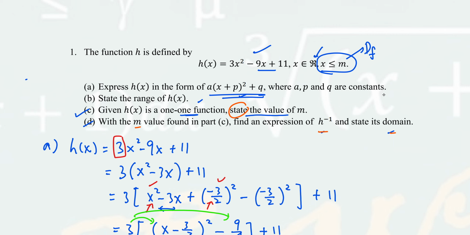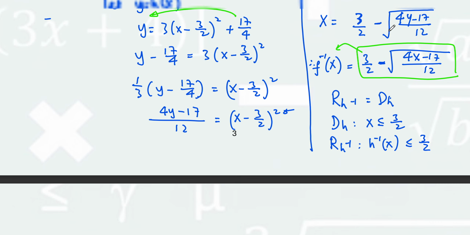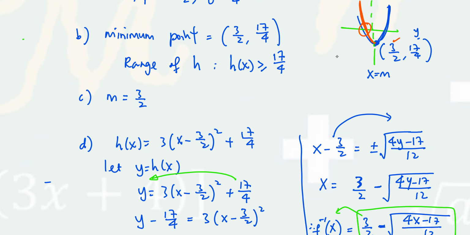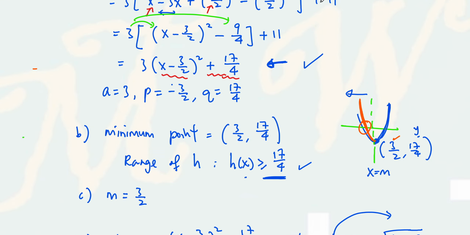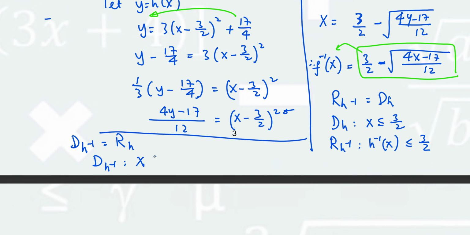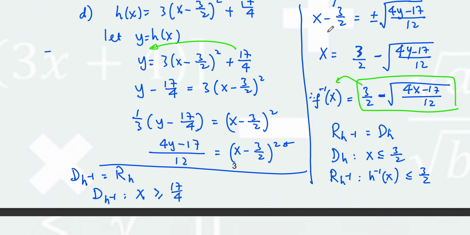And according to the question, other than the function, we also need to state the domain. Now, the domain for h inverse is basically the range of h. We have found the range of h just now. This is the range. So what to do is we just copy this result and replace the h(x) by x, because the domain is x, sets of x values. So here I will write x greater than or equal to 17 over 4. So that's all for this question D.